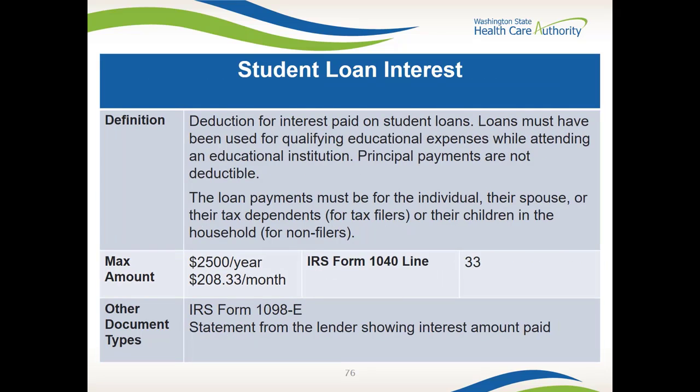Student loan interest. This deduction is for interest paid on student loans. Loans must have been used for qualifying educational expenses while attending an educational institution. Principal payments are not deductible. The loan payments must be for the individual, their spouse, or their tax dependents for tax filers, or their children in the household for non-filers. Currently, the maximum amount for student loan interest is $2,500 per year.